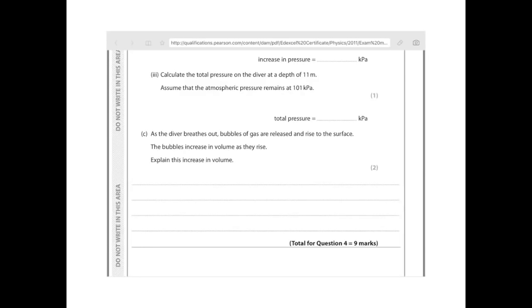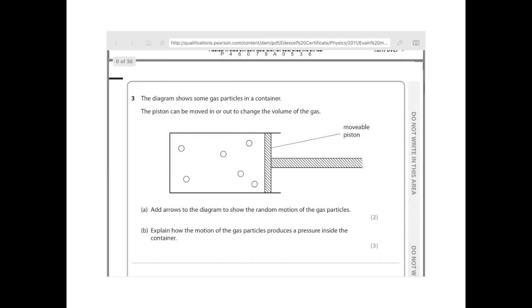And then you would state that the PV value is constant for a fixed mass of gas. And if that sounds weird, you can state the other pressure equation once again, which is P1 times V1 equals P2 times V2. The diagram shows some gas particles in a container.